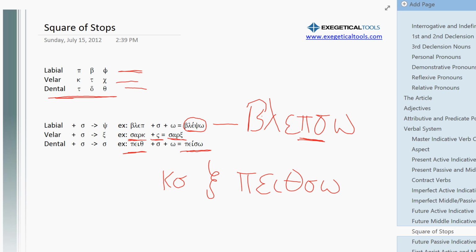And that's it. That's the square of stops. So you'll need to know this for several different tense stems and for the third declension nouns especially. So be aware of it. Maybe write it out a few times. Try to memorize it if you can. If you can't memorize it, it's okay. Just have it somewhere where you can refer back to it for quick reference.